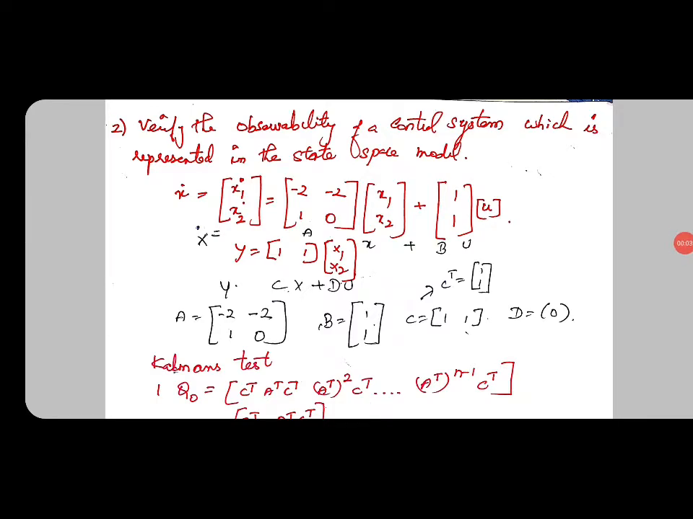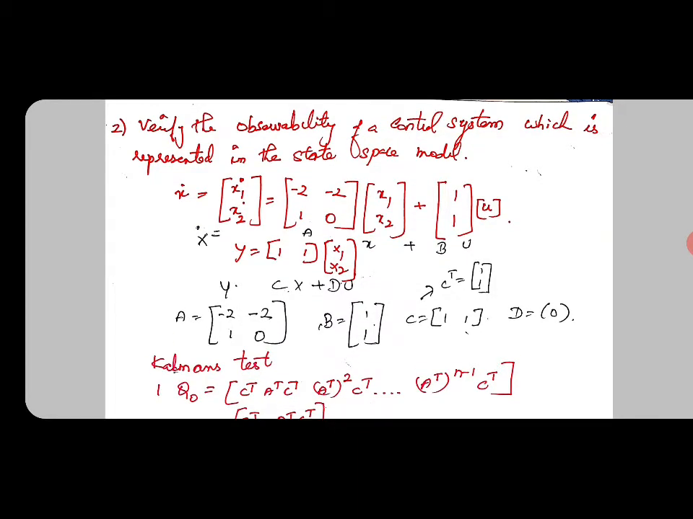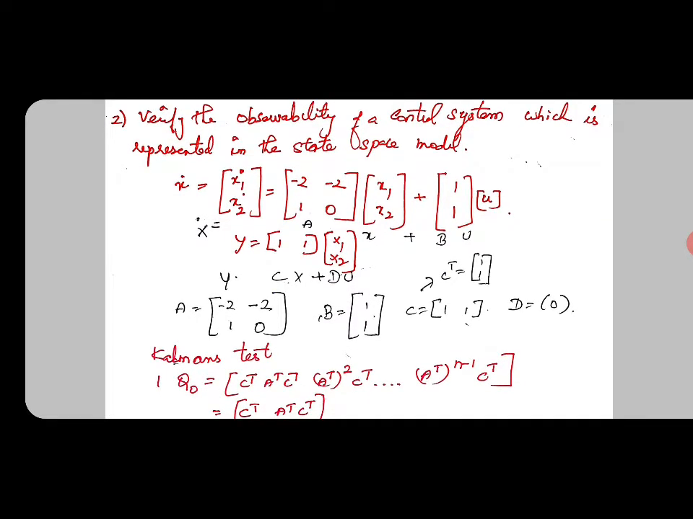Hi friends, today we can see about the problems based on state transition matrix in control system. In the previous video we saw about state transition matrix, state model determination, how to obtain state transition matrix and then controllability. Today in this video we can see about observability problems.